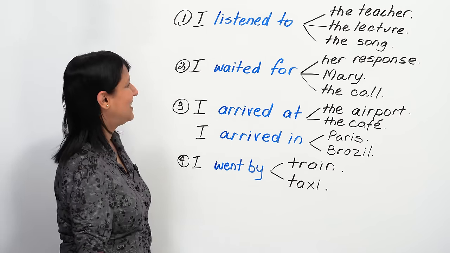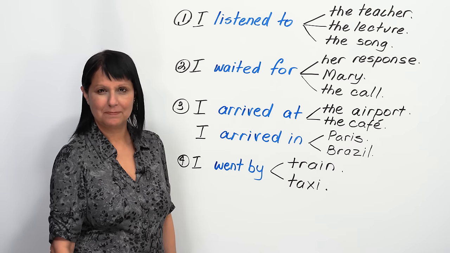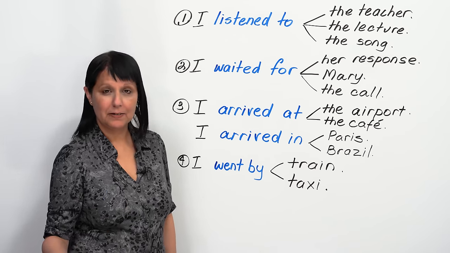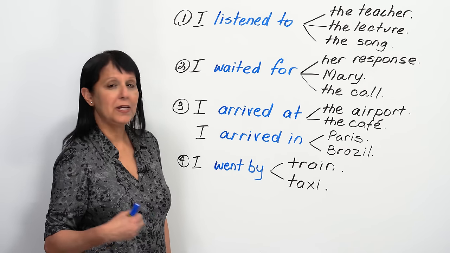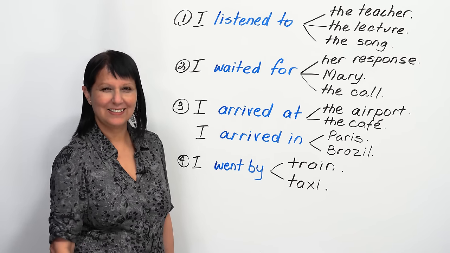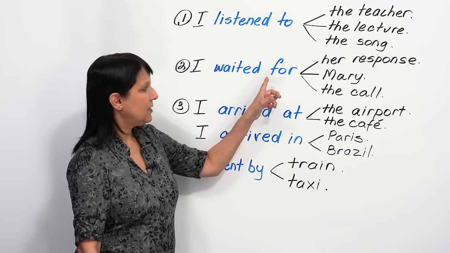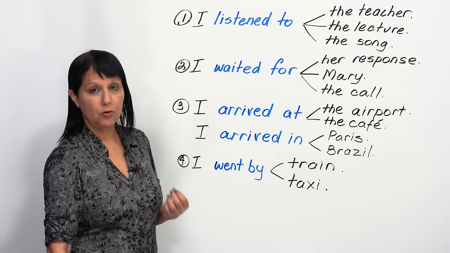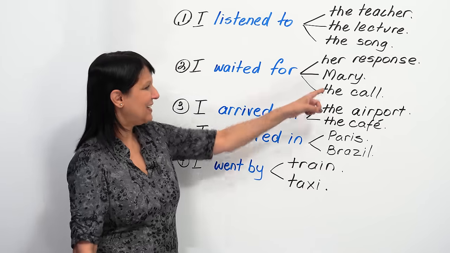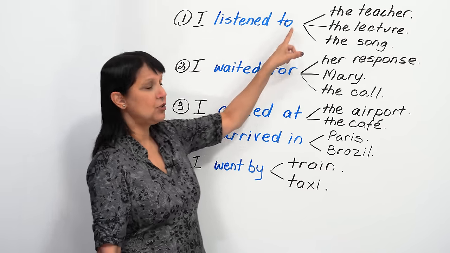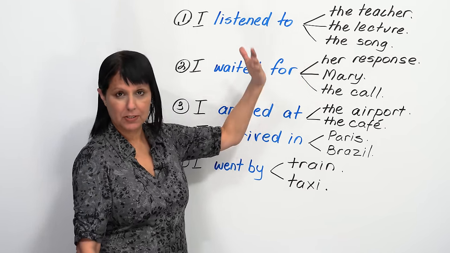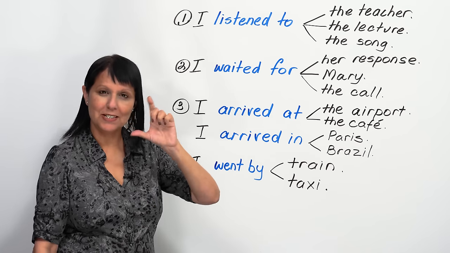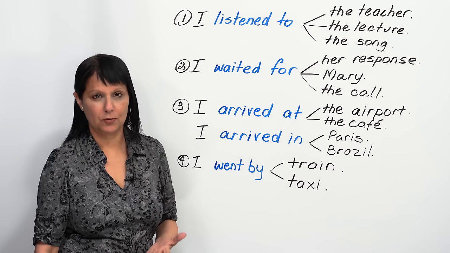All right, next, number two. I waited for her response. The next sentence, let's say it together. I waited for Mary. I waited for the call. Okay? So, as you can see here, you can wait for something, like a response, a call, or you can wait for someone, all right? Like Mary. The same here, right? You can listen to someone, like the teacher, the professor, and so on. Or you can listen to something, like a lecture or a song. All right? So pay attention to the different ways in which we can use these verbs as well.